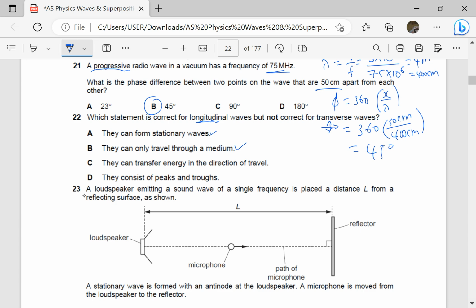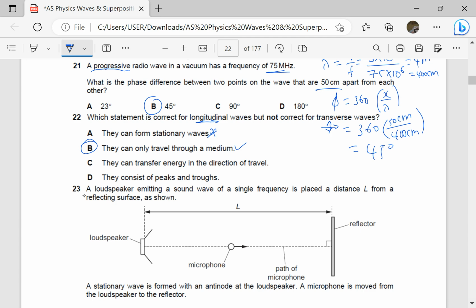Which statement is correct for longitudinal waves but not correct for transverse waves? They can only travel through a medium. So longitudinal waves can only travel through a medium. Think about sound waves. They cannot go through a vacuum. Therefore, the most appropriate answer is going to be this. So this one is wrong.